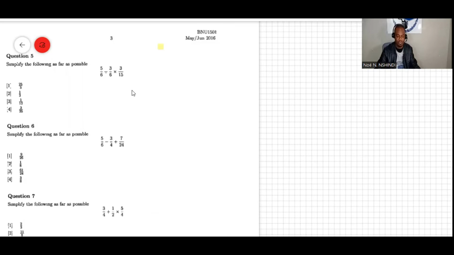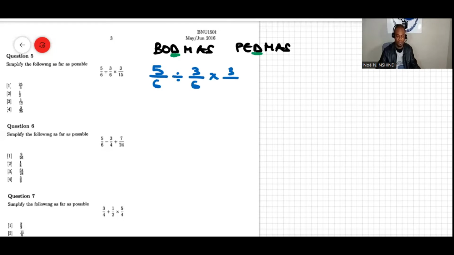If you remember your BODMAS, or PEDMAS, it means division has more priority than multiplication, it has the first priority. So in this case, we are going to write 5 over 6 divided by 3 over 6, times 3 over 15. So we can just place brackets here and there.